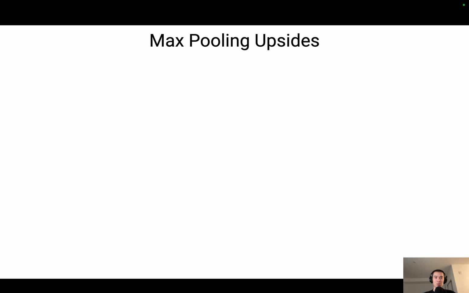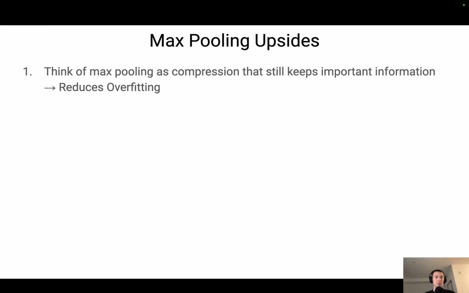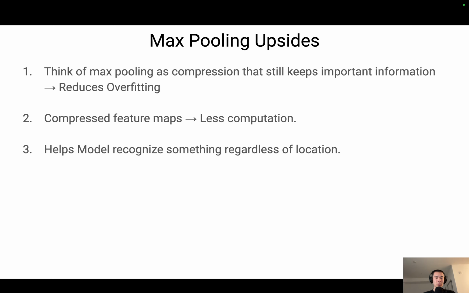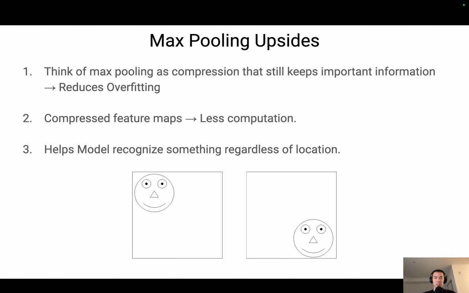So what are the upsides of max pooling? Number 1, think of max pooling as compression that still keeps important information, so it reduces overfitting. 2, compressed feature maps means less computation, so you save money and time. Number 3, it helps the model recognize something regardless of location. In this case, when the face is in the upper left-hand corner and the bottom right-hand corner.